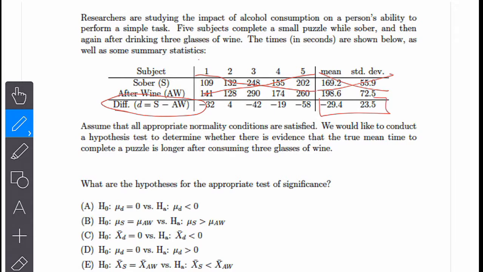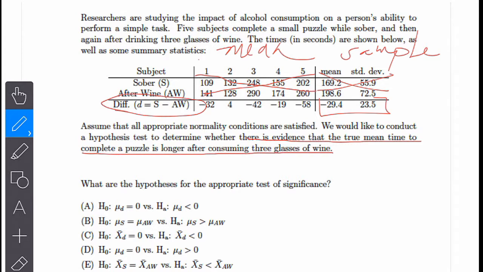Notice you have only sample information. This is all sample information regarding the mean. So this is a test for means. And in particular, you're testing to see if there's evidence that the true mean time to complete a puzzle is longer after. So it's going to take them longer, presumably because they're intoxicated. And so it's showing that alcohol can impede your thinking. At least 3 glasses of wine can.